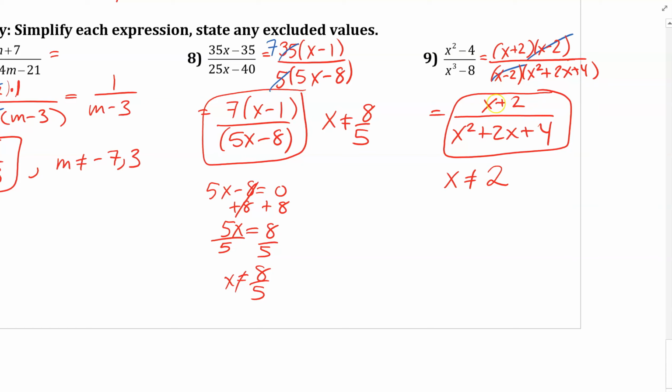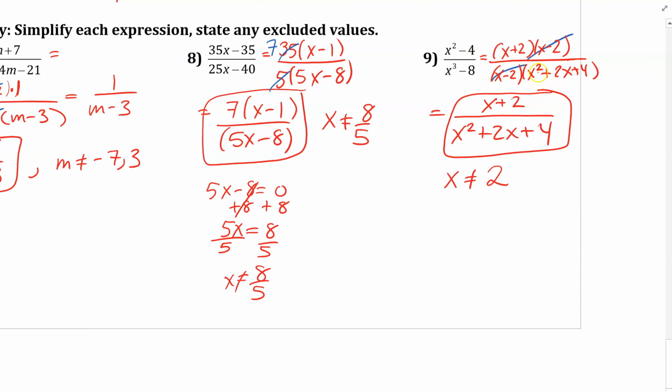I can't cancel this x, and I can't cancel that 2 with that 4, because this is really not a 2. It's x plus 2, which would have different factors, and it turns out it doesn't have any factors in common with x squared plus 2x plus 4. So this is the simplest answer. The simplest form of this fraction is that.